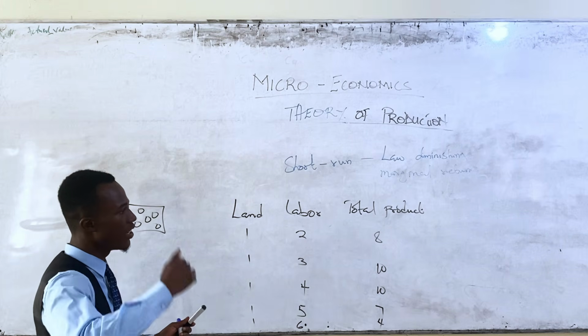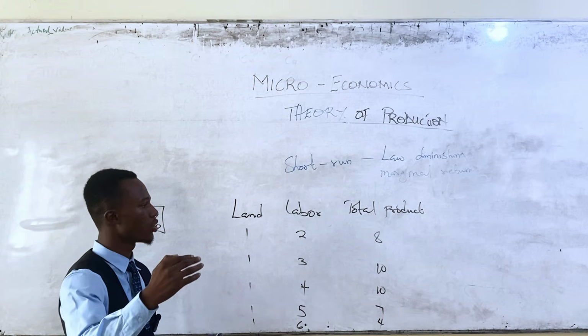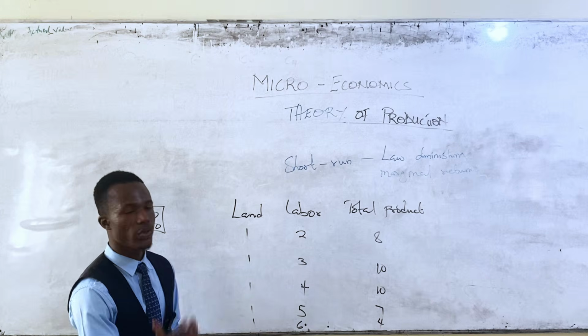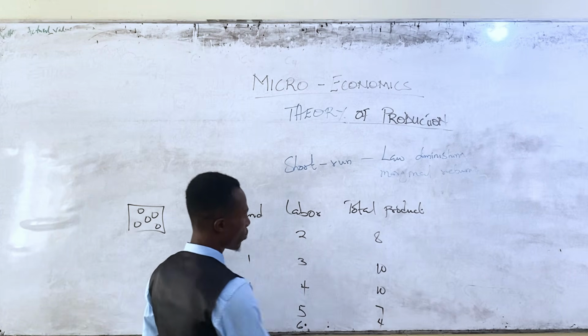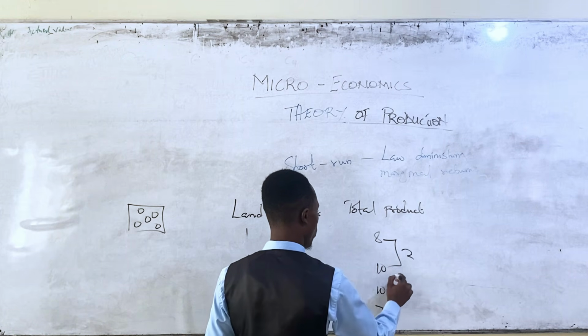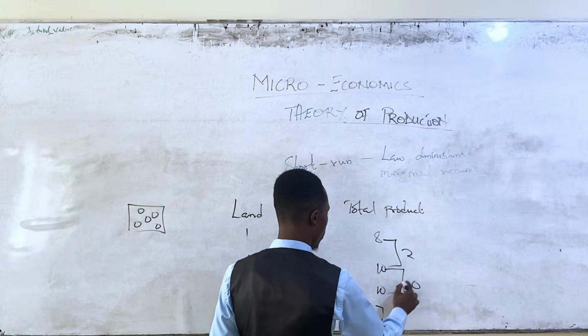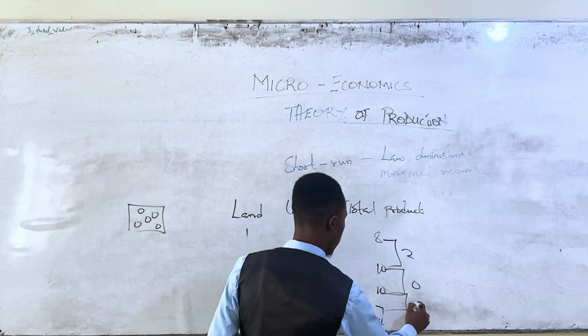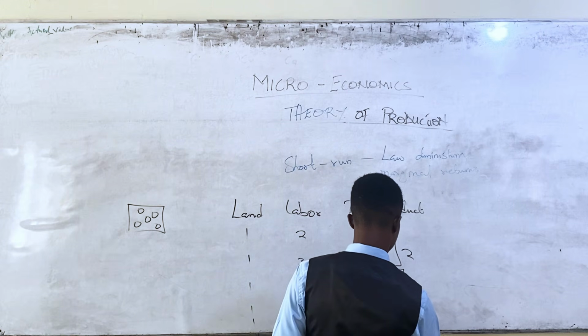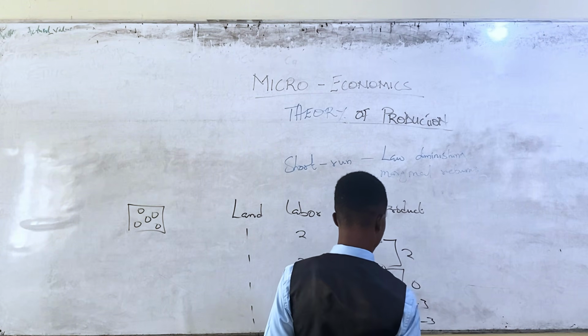Surely increase in total output. Then later what? Reduces. Okay, it's very simple, because the difference between this is 2. The difference between this is what? 0. The difference between this is negative 3. The difference between this is what? Negative 3.